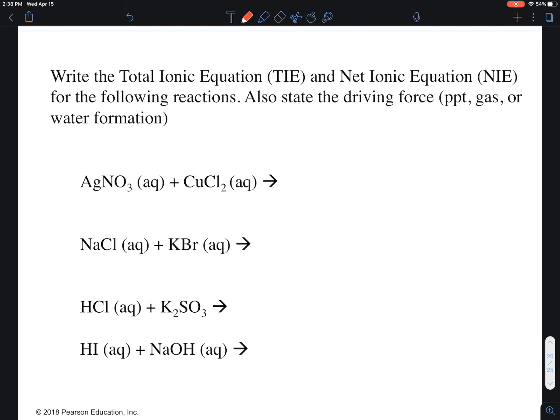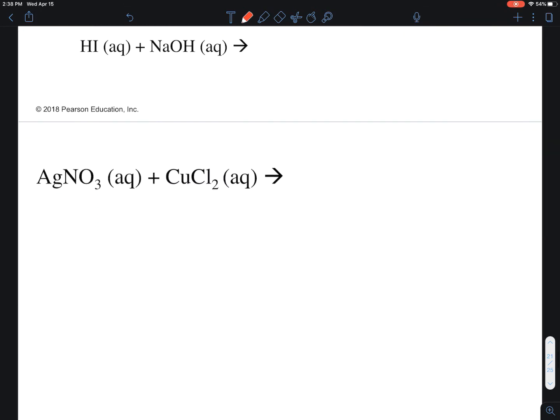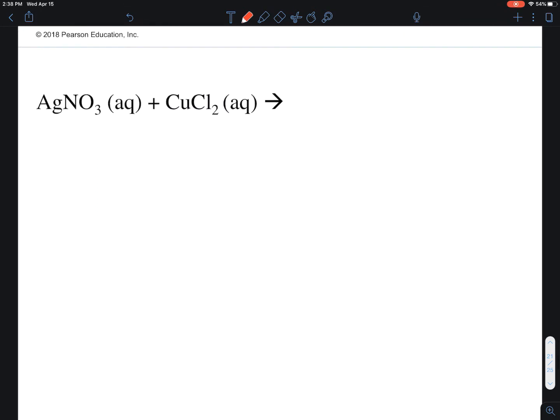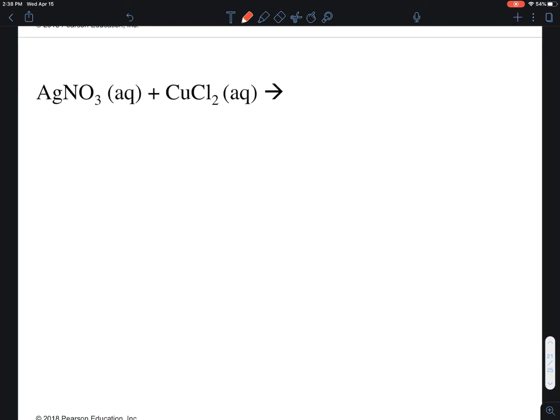All right, so I wanted to go through some examples here to give you a sense for how to do these things. We're going to write the total ionic and net ionic equations for each of these following reactions. There are 4 of them here. And then also state the driving force. Remember, driving force is just if a solid forms, gas forms, or if water forms. So let's do this first one.